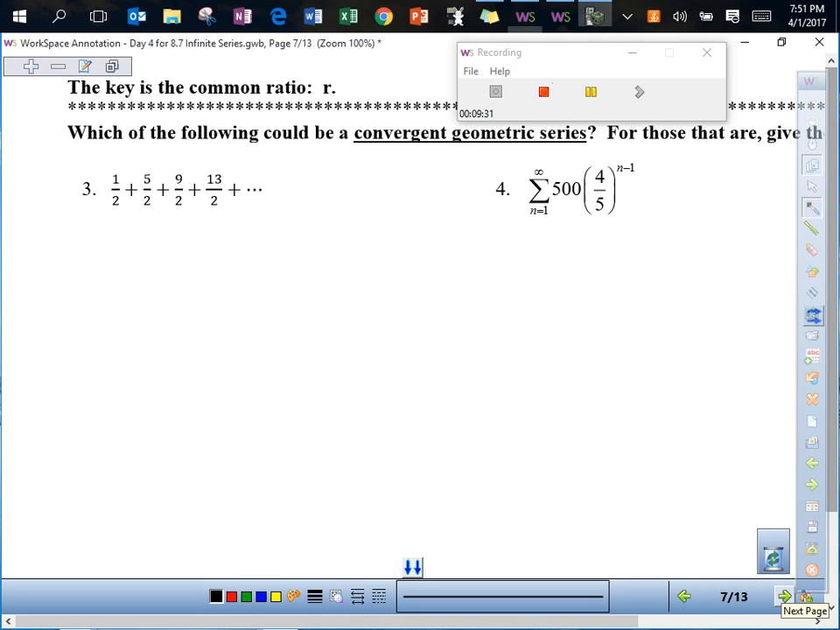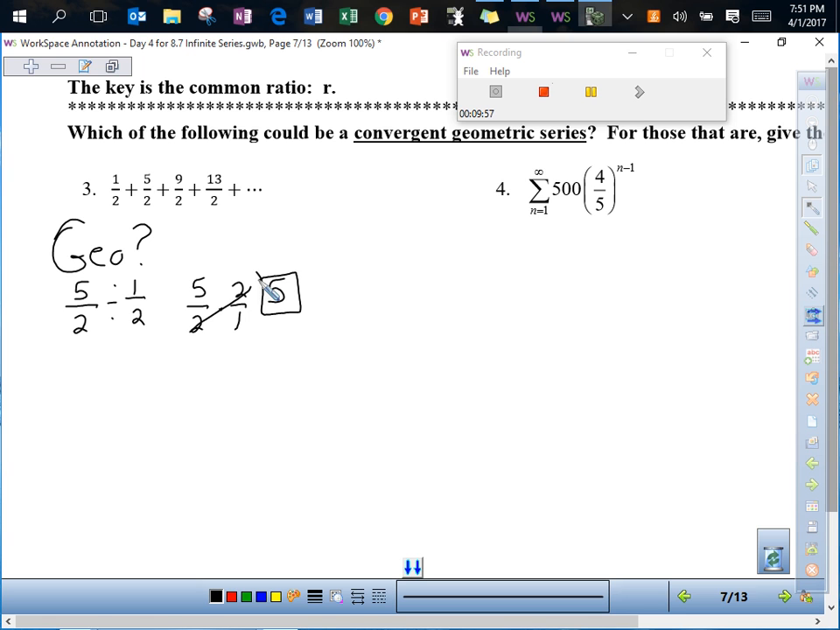Let's come over and look at your number 3. Step number 1, I got to ask myself, is it geometric? So I'm going to take the second term divided by the first term. And you can do this in your calculator. So I'm going to have 5/2 times 2 over 1. So far I'm at 5.